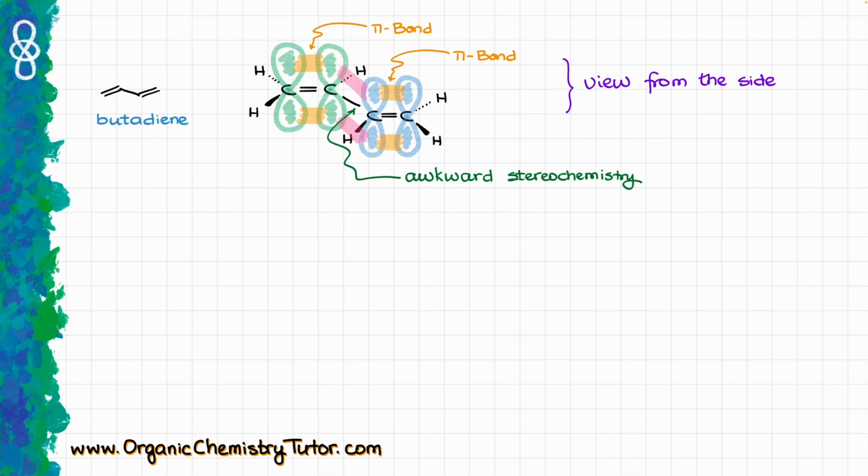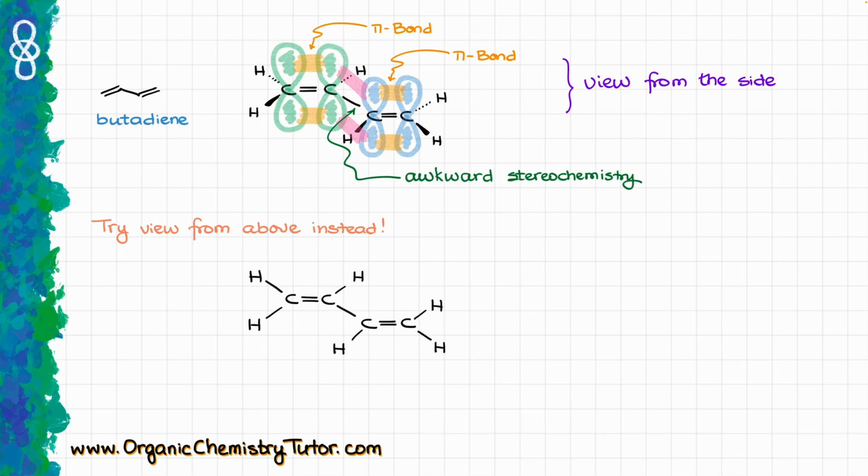Instead of drawing that as a view from the side like your textbook would do, try a view from above instead. Now the molecule is going to be in the plane of the paper, while our orbitals are going to be piercing through the paper. Let me explain what I mean.